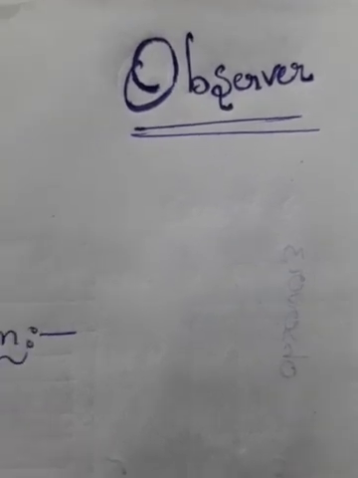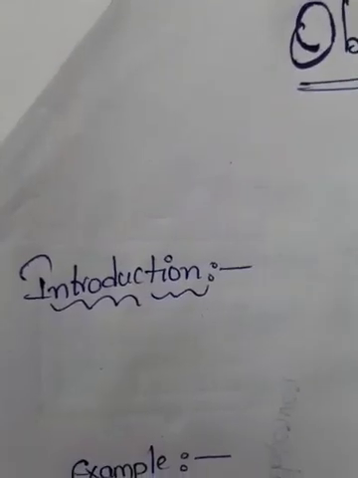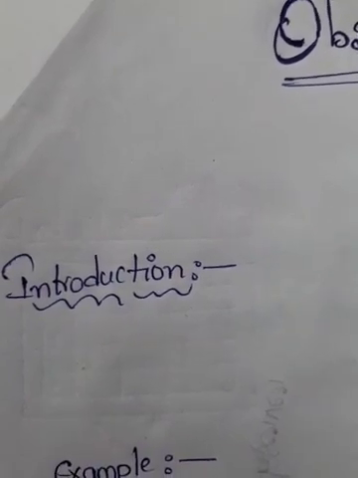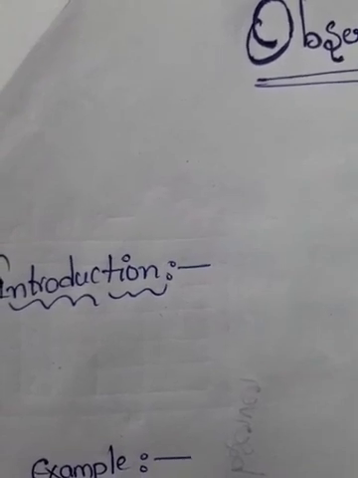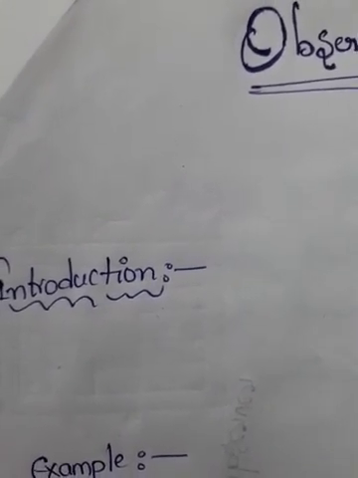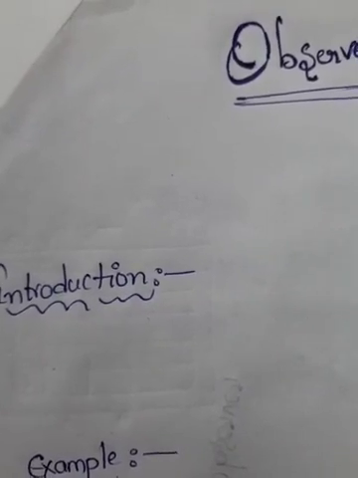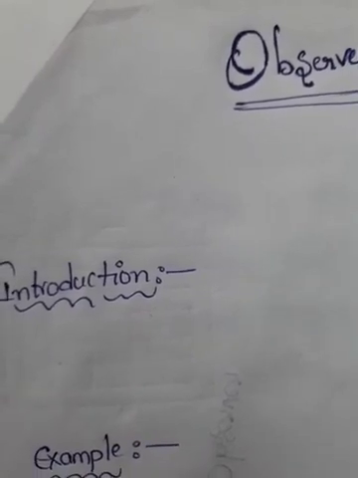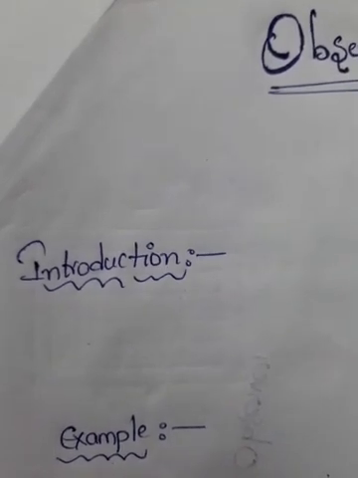Let us see the first introduction about this observer pattern. The observer pattern is used when there is a one to many relationship between objects, such that if one object is modified, its dependent objects are to be notified automatically. In such a case, we are going to use this observer pattern.